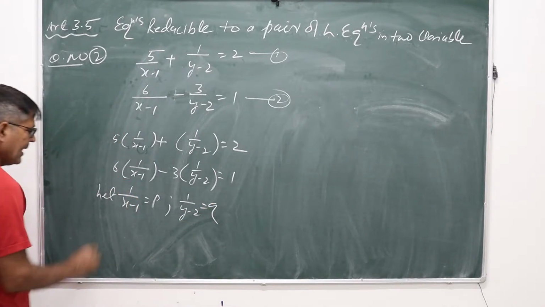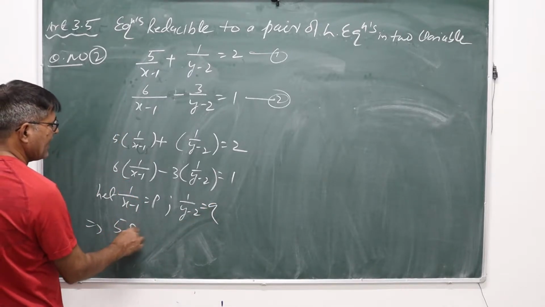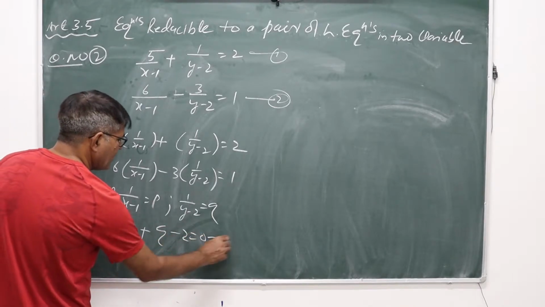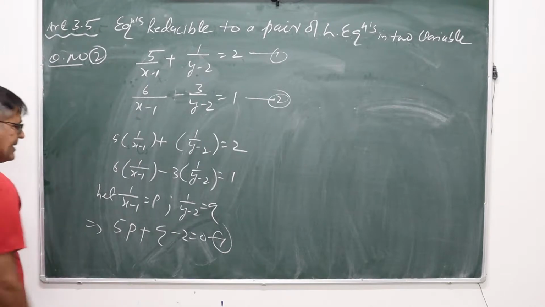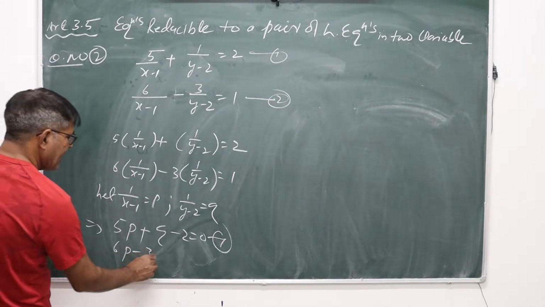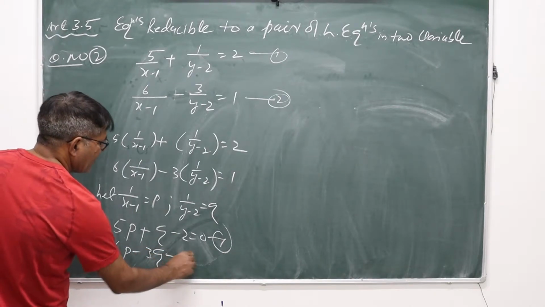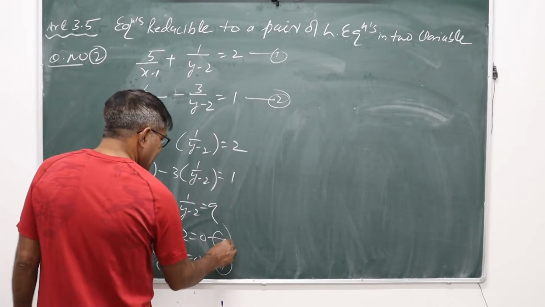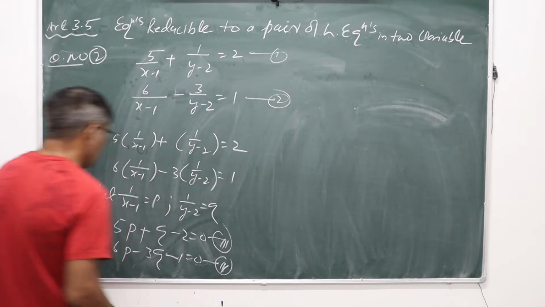Now let 1 upon x minus 1 is equal to p and 1 upon y minus 2 is equal to q. This implies that 5p plus q minus 2 will be 0. This is the first equation. And the second will be 6p minus 3q minus 1 is equal to 0. This is the first, second, then this is third, and this one is fourth.